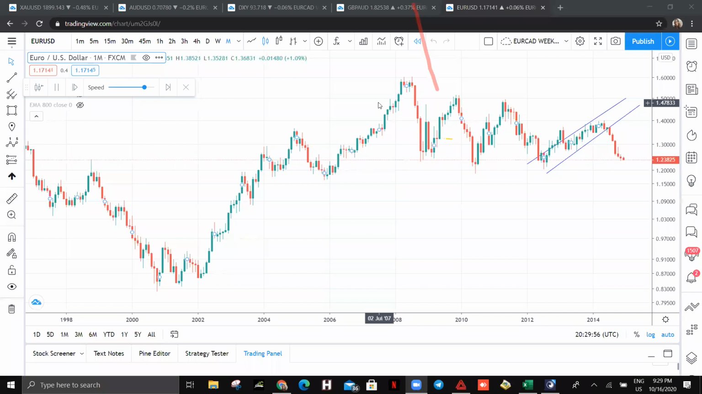Okay, I think enough of TradingView. This is just how TradingView works.